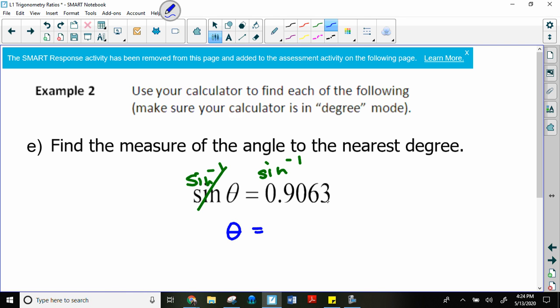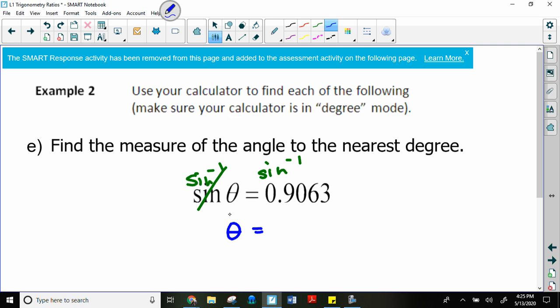Okay, so on this side, if you look on your calculator, above sine, you can see sine -1. So I have to use the second button. Some people have a shift button. So I have to go second sine, and then I get the sine -1 on my calculator. And I want to punch in 0.9063. And we want an angle to the nearest degree.